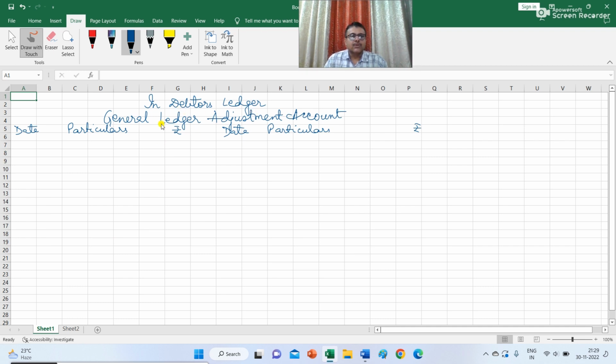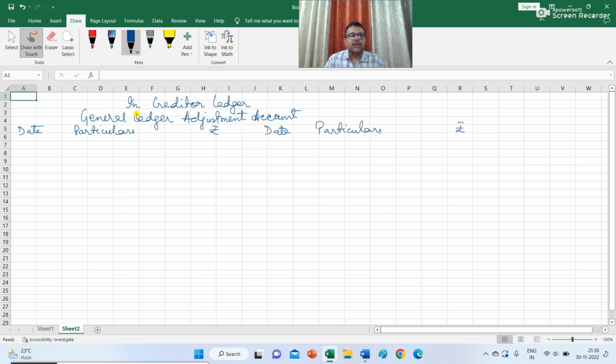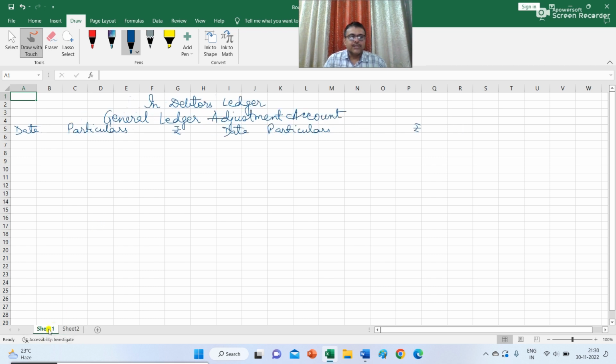Here I have prepared the structure of general ledger adjustment account as would appear in debtors ledger. So I have written here in debtor ledger, general ledger adjustment account that we have to prepare. And I have prepared the following columns: date, particulars, rupees on the debit side and date, particulars, rupees on the credit side. And here I have prepared the general ledger adjustment account as would appear in creditor ledger. So on debit side, we have date, particulars, rupees and on credit side, date, particulars and rupees. So please follow the transactions how I am recording in these two ledgers.